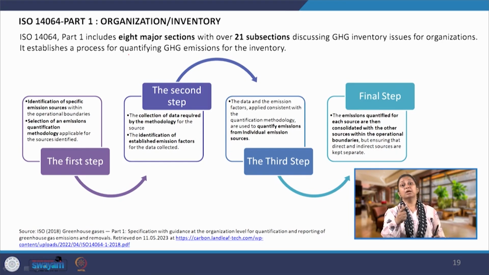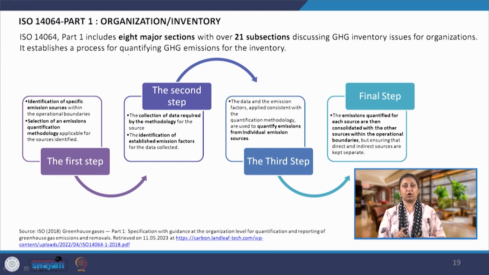We would know how much the emission factor is for petrol, and how much for diesel. These numbers are usually established. The third step is that the data and the emission factors have to be applied consistently with the quantification methodology which we identified in the first step. So, in the first step we identified the methodology and the activities, in the second step we collected the data and the emission factors, and in the third step we substitute this data and emission factors into the methodology that was identified, and in the final step we quantify the emissions for each source.